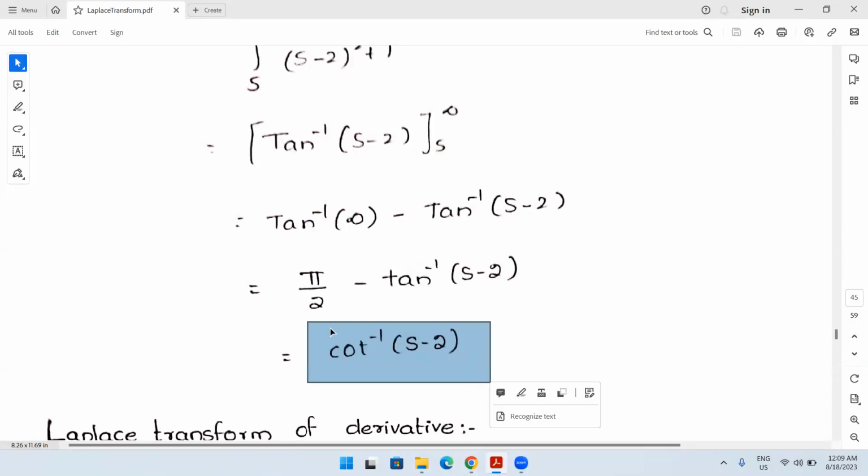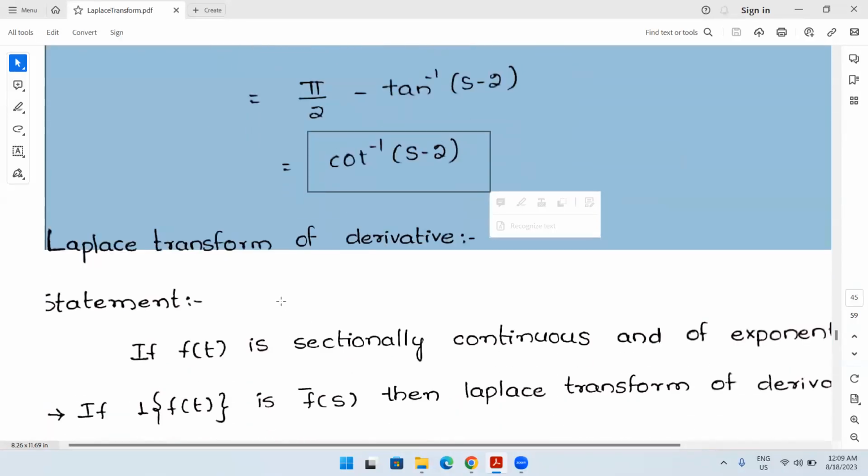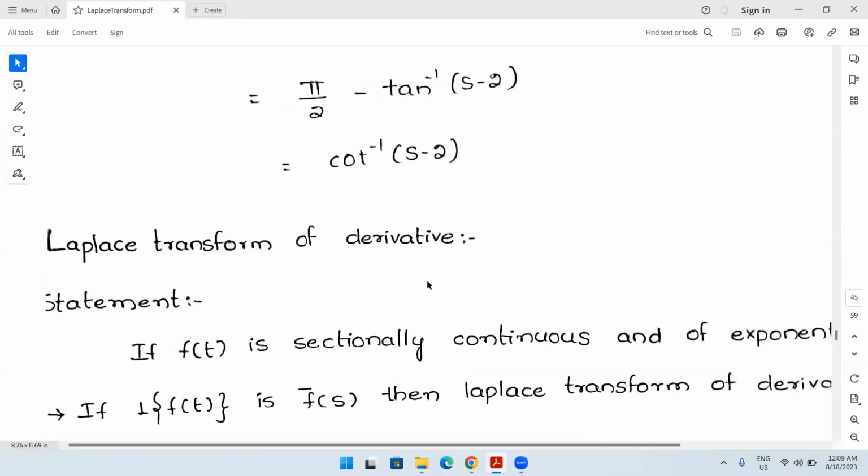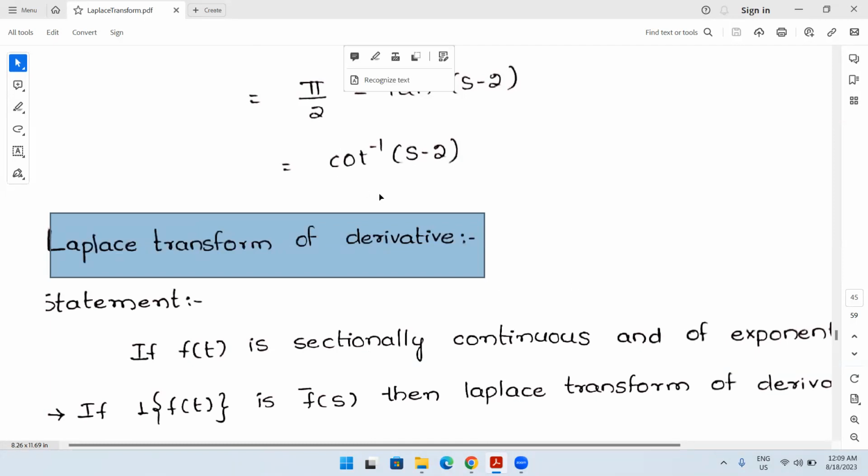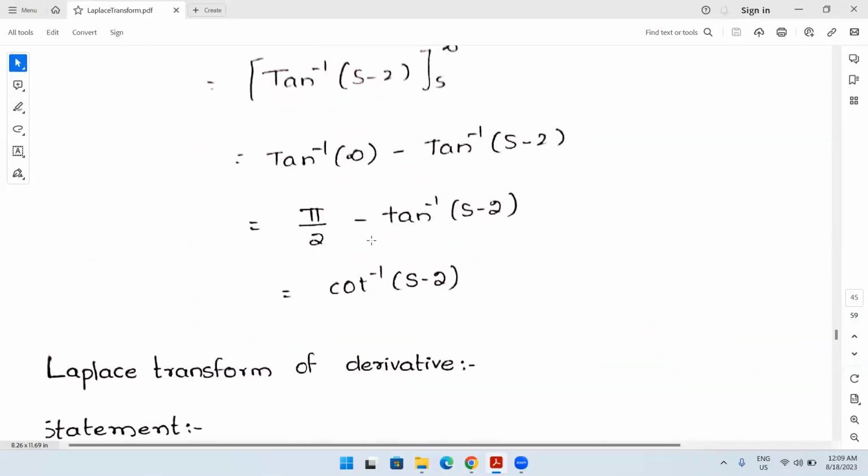So this is about multiplication, division by t. In the next class, we shall see the Laplace transform of derivatives. So in this video, we have learned division by t.